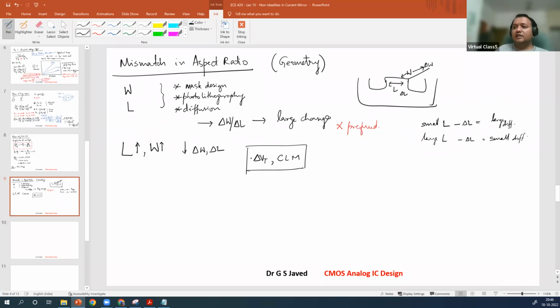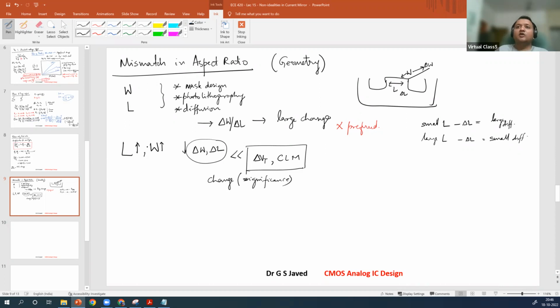Okay, the change due to these two will be much lesser than the change due to delta VT. Okay, change, or you could say significance. The delta W, delta L significance will be much lesser than these two. That is why this mismatch is the third factor.